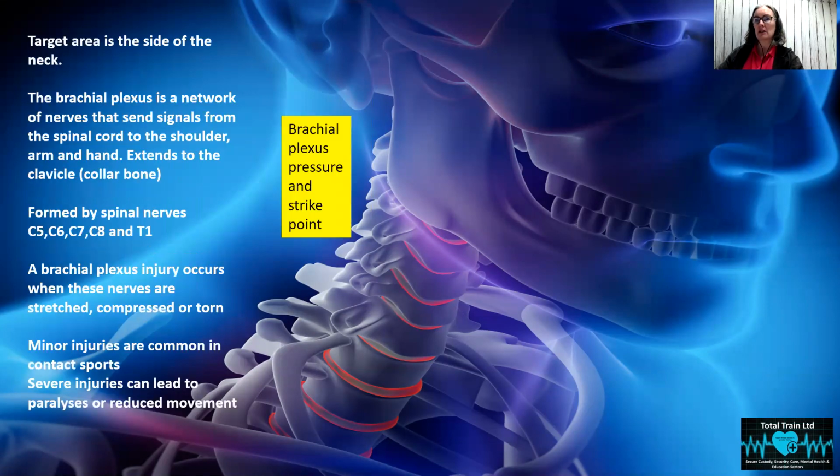The brachial plexus pressure and striking point. This is a target area which is in the neck as well. And again, it's used for a use of force, but it can be damaged or compressed during a ligature event. It's a network of nerves that send signals from the spinal cord to the shoulder, arm and hand, and it extends to the clavicle or the collarbone.